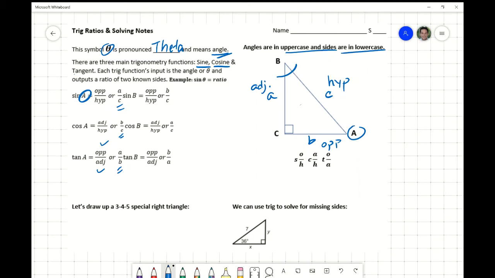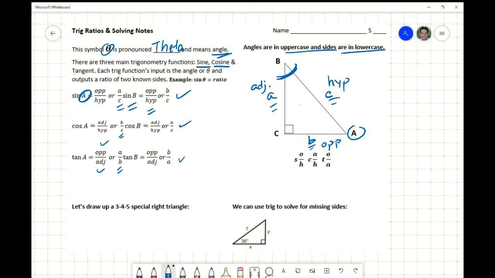Okay, so sine of B is equal to opposite over hypotenuse. So sine of B is here. Opposite is B over hypotenuse C, B over C. Cosine B is the adjacent here, adjacent A over hypotenuse, which is C, so A over C. Tangent is opposite over adjacent, which is going to be B over A. Okay, so we got all that.